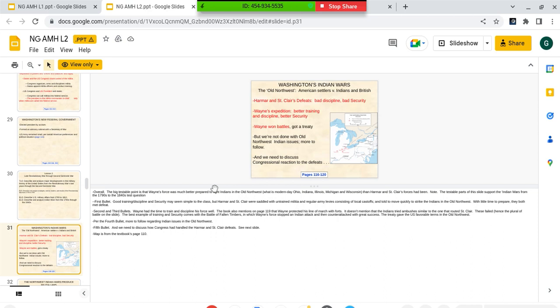This is because Harmer and St. Clair were saddled with untrained militia, and regular army levies consisted of local cast-offs. Whereas Wayne had a lot of time to train and discipline his forces well, so there was better training and discipline of forces, which is why Wayne had a lot of success, as opposed to Harmer and St. Clair.